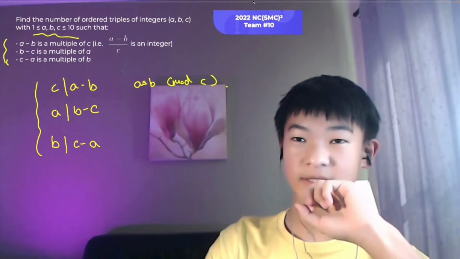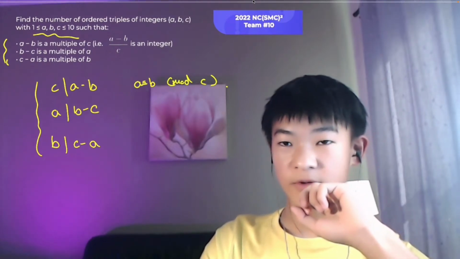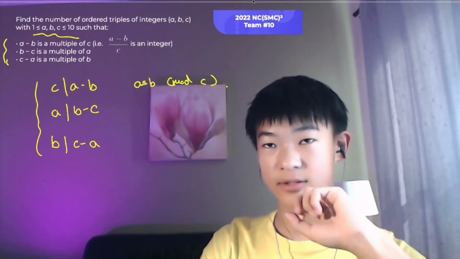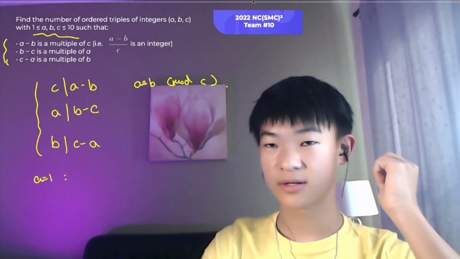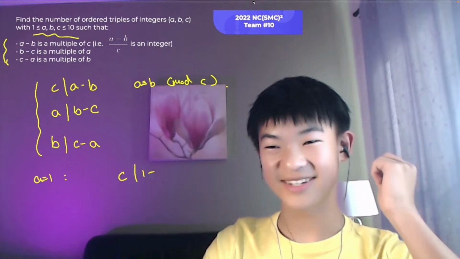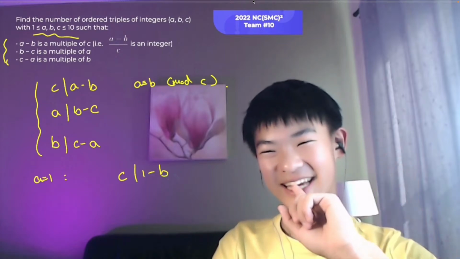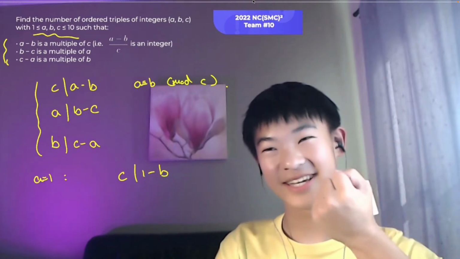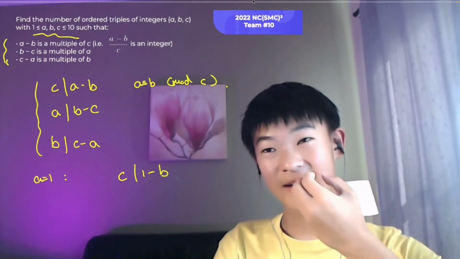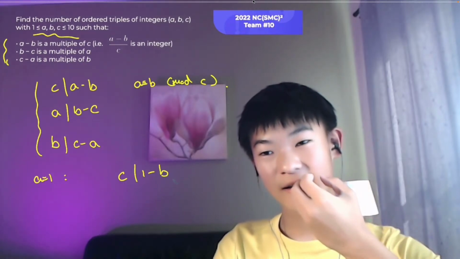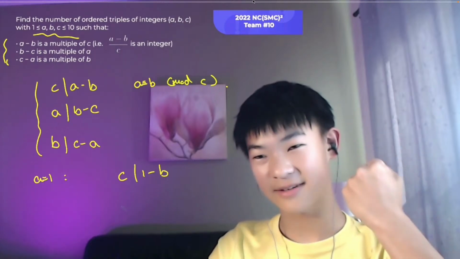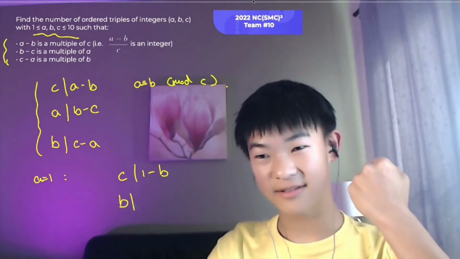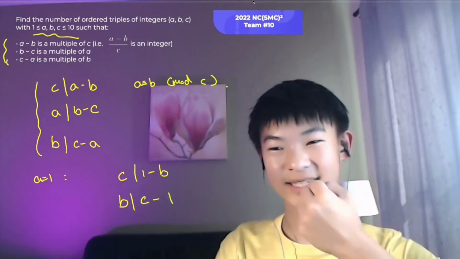We could try a few things. Let's see, let's set A equal to 1 and see what we can do from there. C divides 1 minus B. Okay, I already see a problem. Because if C divides 1 minus B, then actually, that should be fine. Let's keep going. 1 divides B minus C, which is obvious, and B divides C minus 1.